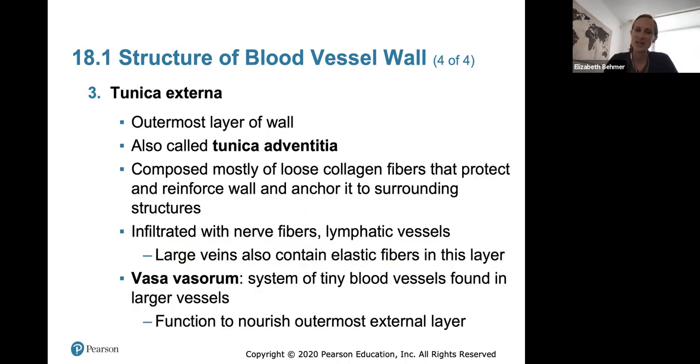The tunica externa is the outermost layer, also called the tunica adventitia. It's mostly loose collagen fibers that protect and reinforce the wall and anchor it to surrounding structures. It will be infiltrated with nerve fibers and lymphatic vessels. The vasa vasorum is a system of tiny blood vessels found in larger vessels to actually nourish this outermost tunica externa layer.